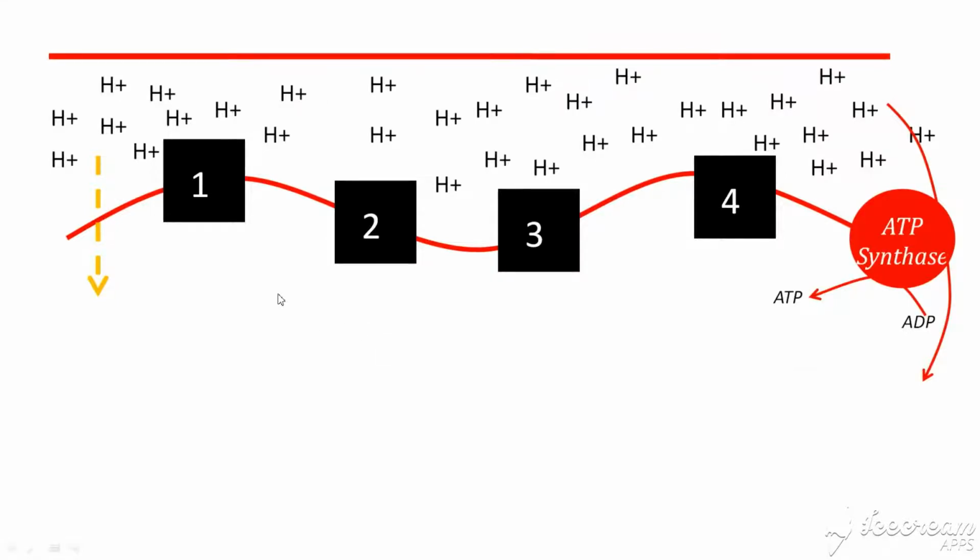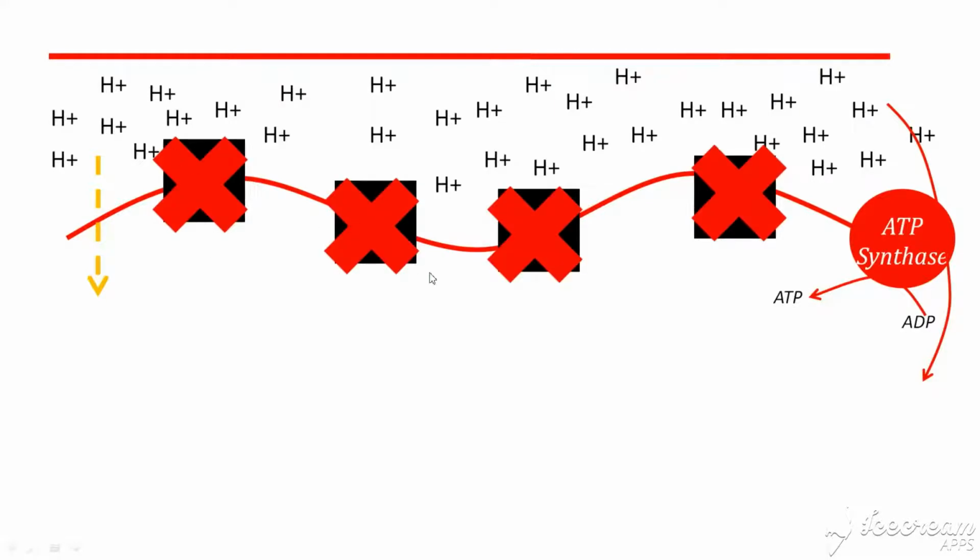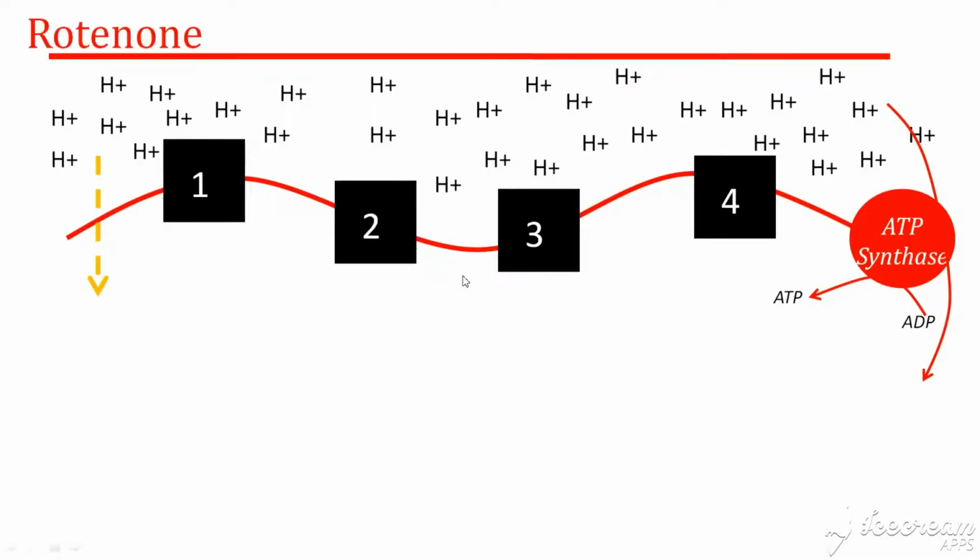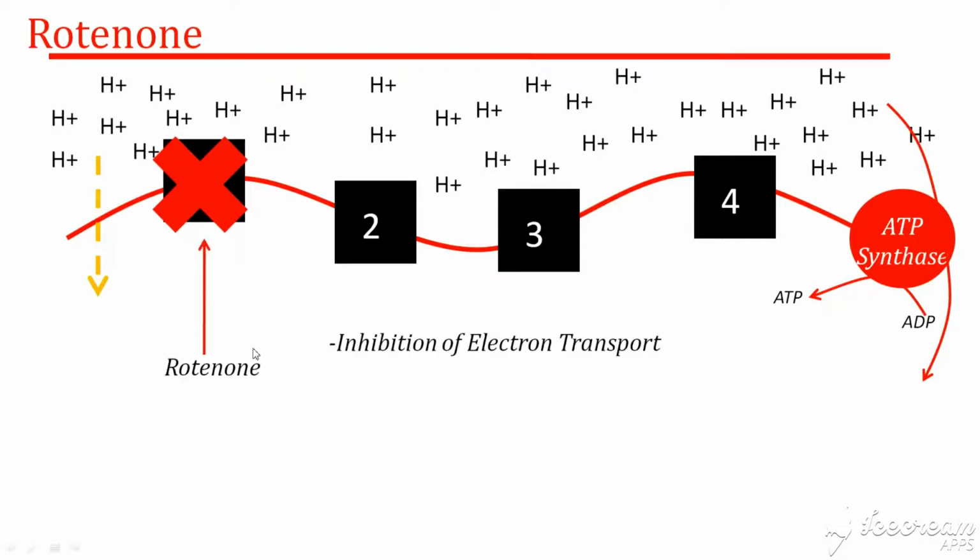So the inhibitors of electron transport are going to be drugs or chemicals that inhibit these complexes directly. So let's start with the first chemical. The first chemical is called rotenone, and this is an insecticide. And what rotenone is going to do is that it's going to inhibit complex 1. And the inhibition of complex 1 is going to inhibit electron transport. So complex 1 is not going to be able to transport its electrons to coenzyme Q. So this is going to block electron transport through these complexes.